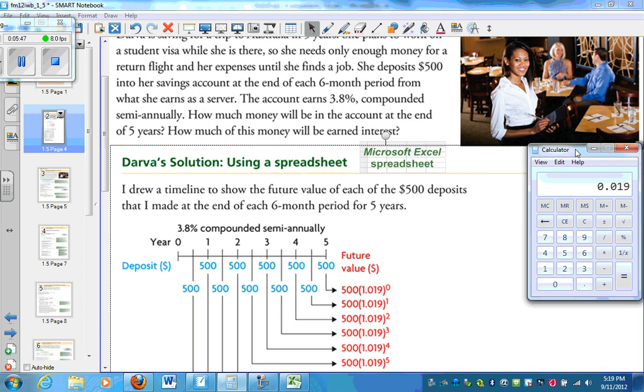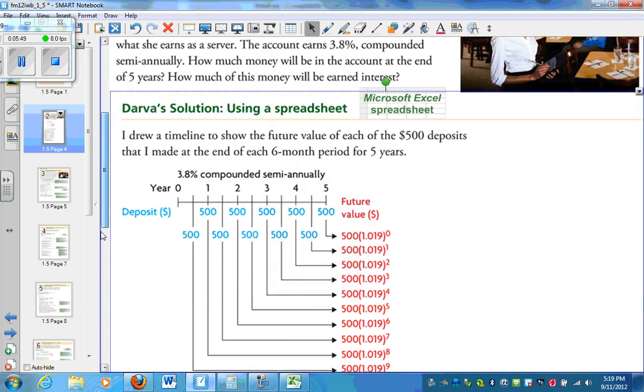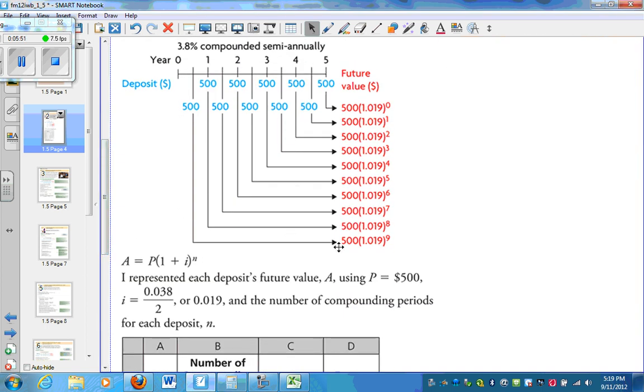Okay, so we have to remember all the stuff we learned before. Her first amount, she gets 1.019, and it's raised to n because this first amount she puts in is going to be compounded 1, 2, 3, 4, 5, 6, 7, 8, 9 times. Her next one's only going to be compounded 8 times, 7 times, 6, 5. So each amount she puts in is going to be compounded less because it's only in her account for less time.